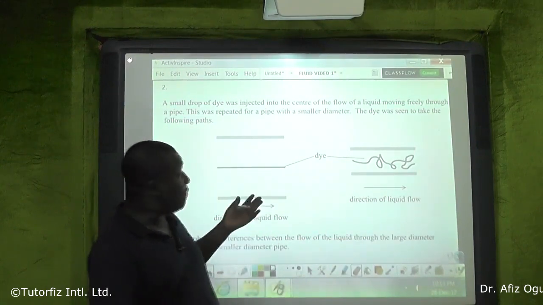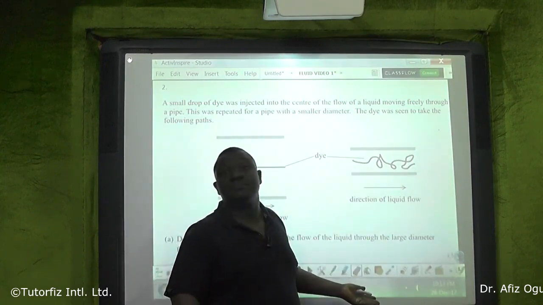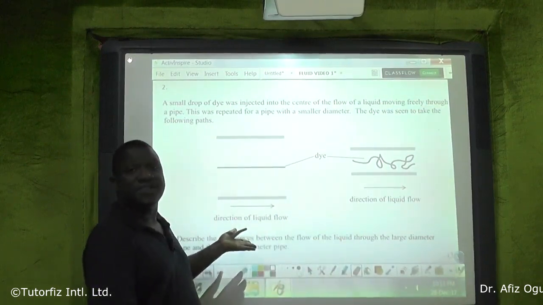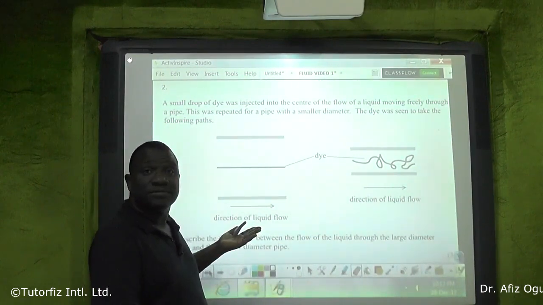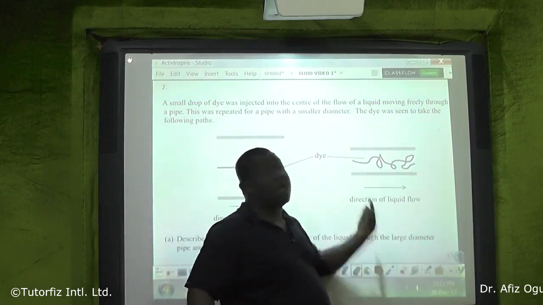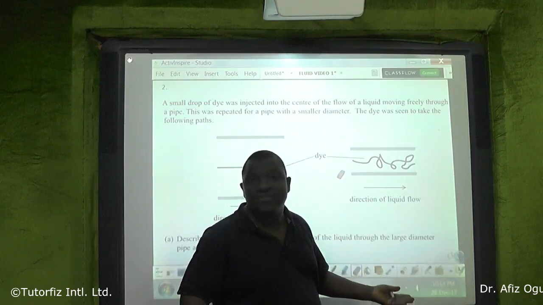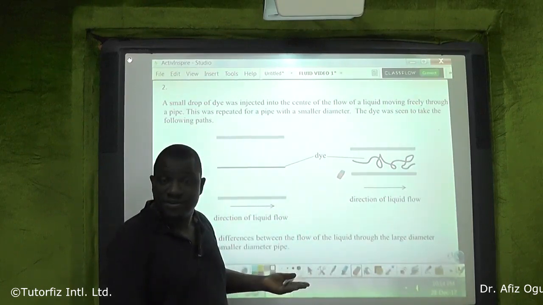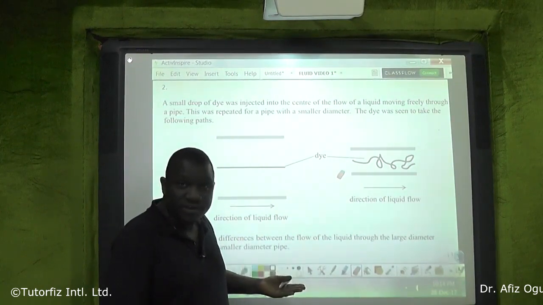Maybe before this pipe, there was a pump. It makes sense in this case. Maybe this was pumped, then it's moving faster. Maybe the temperature here is higher. If the temperature here is higher, what happens? There will be an increase in the speed. Why? Because viscosity will reduce. It's a liquid, not a gas.